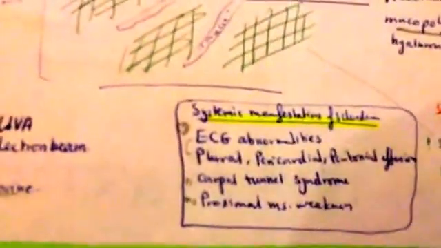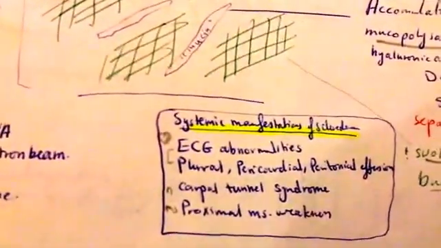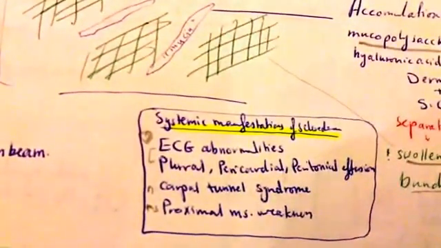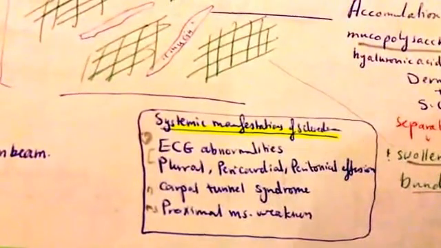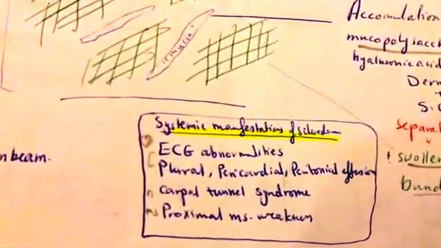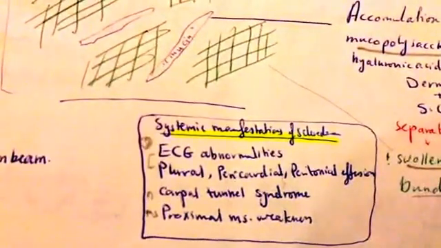There are systemic manifestations of scleroderma adultorum of Buschke. The systemic manifestations are ECG abnormalities, pleural, pericardial and peritoneal effusion, carpal tunnel syndrome, and proximal muscle weakness.